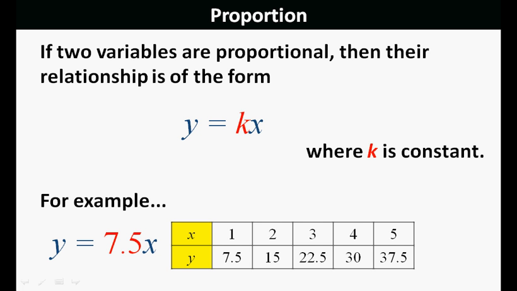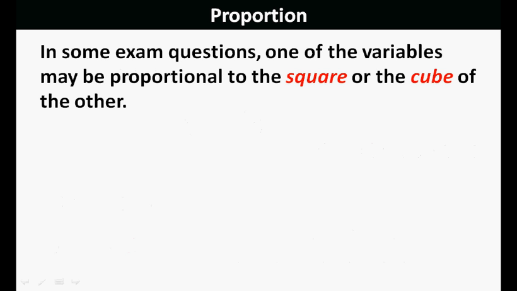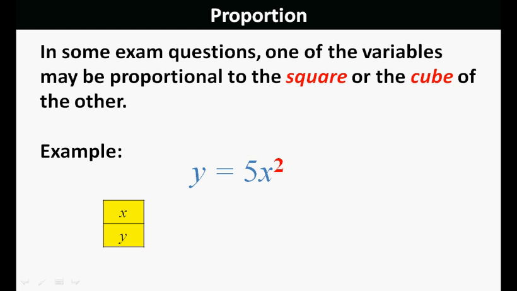Now sometimes you see a situation where one of the variables is proportional to the square or the cube of the other thing. So for example, something like y equals 5x squared. In this case, when x is 1, y is 5, which is 5 times 1 squared. When x is 2, y is 20, which is 5 times 2 squared. Remember to do the squaring before the times. When x is 3, y is 45, because 5 times 3 times 3 is 45. And so on.